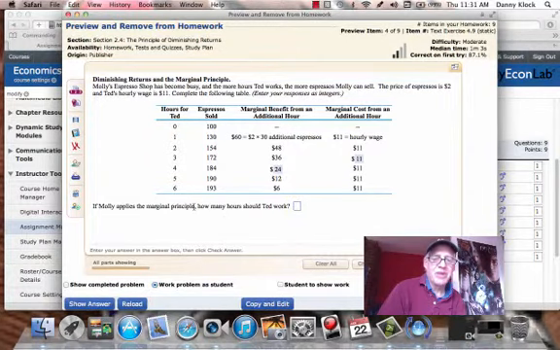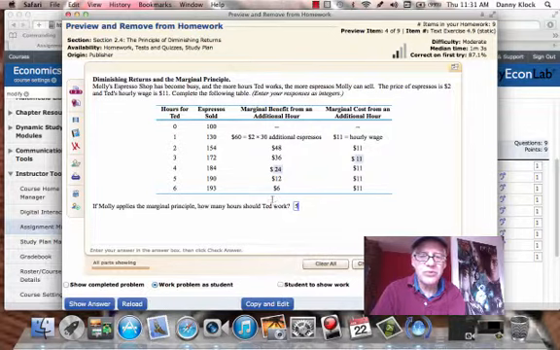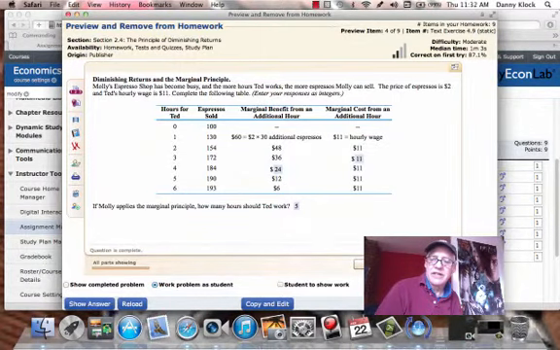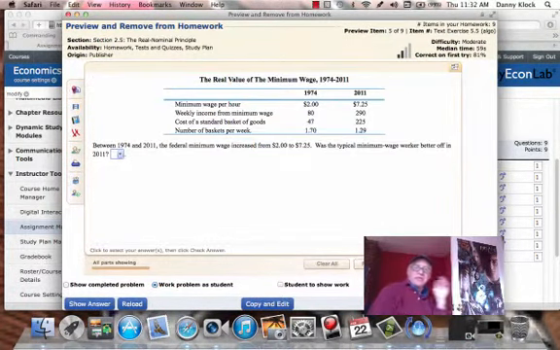So if Molly applies the marginal principle, how many hours should Ted work? Because if you see here, if he worked, again, 6 hours, he would only sell basically 3 more espressos and make $6 for Molly, but his cost of having Ted work is $11. So 5 hours is where Ted is still productive. Let me check my answer. Yes, that's perfect. And again, talking about marginal cost and marginal benefit or marginal revenue. All right, let's go on to the next one.